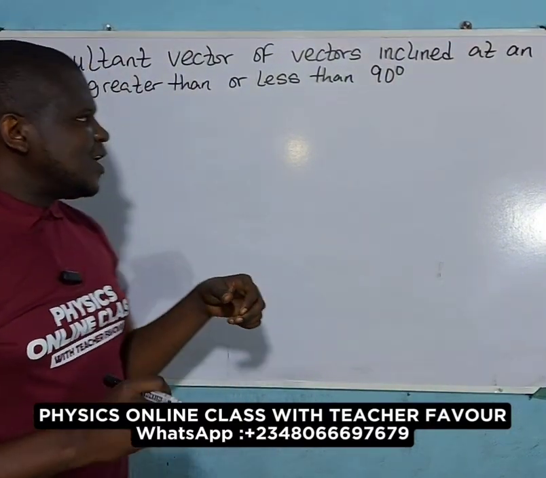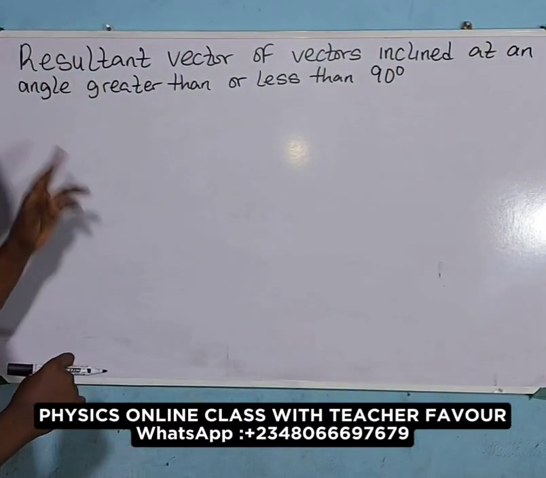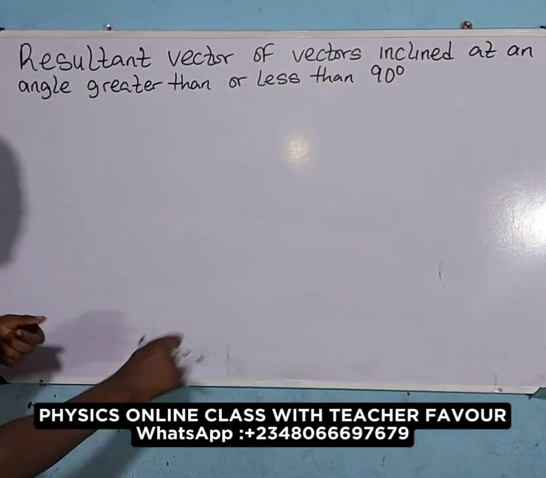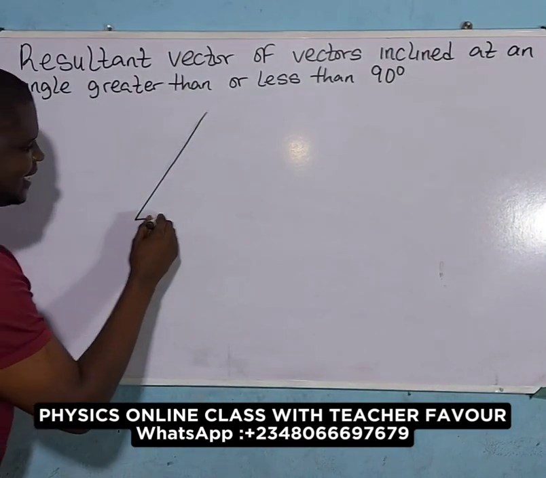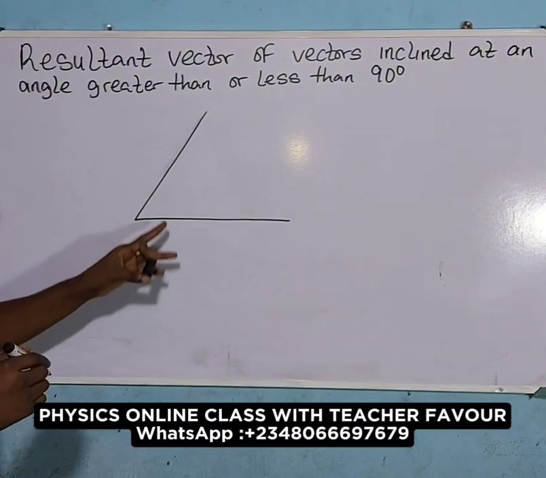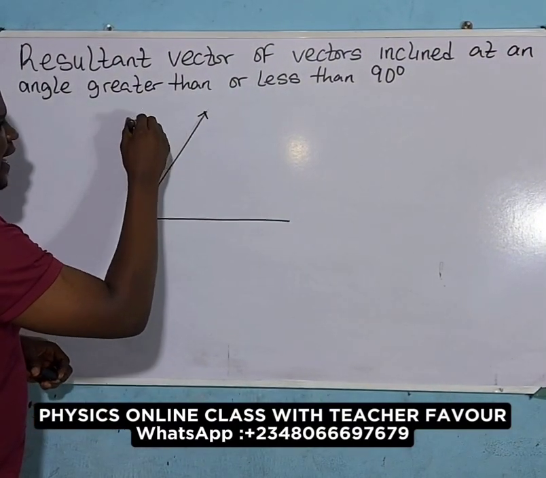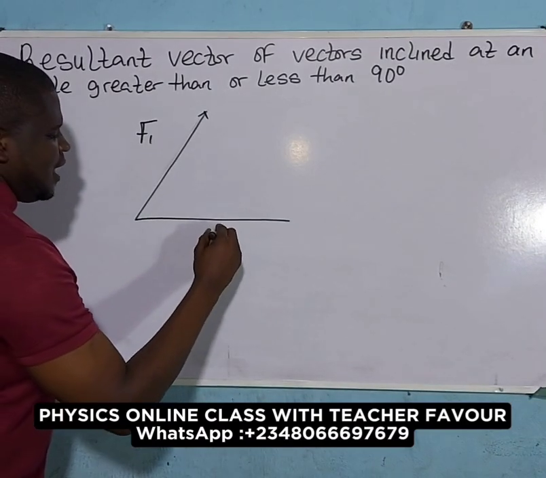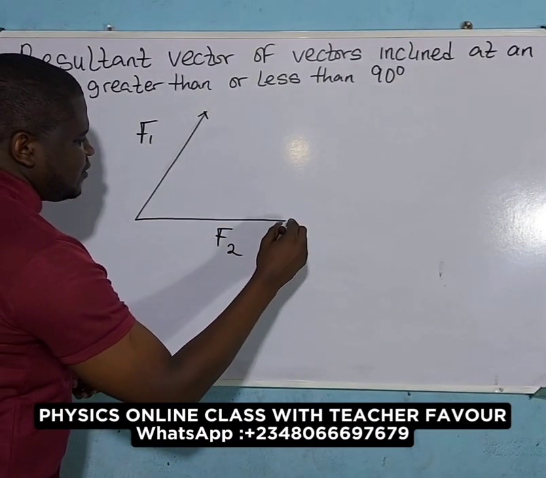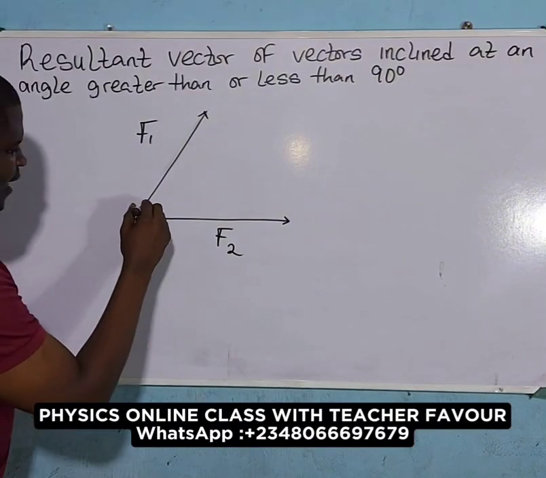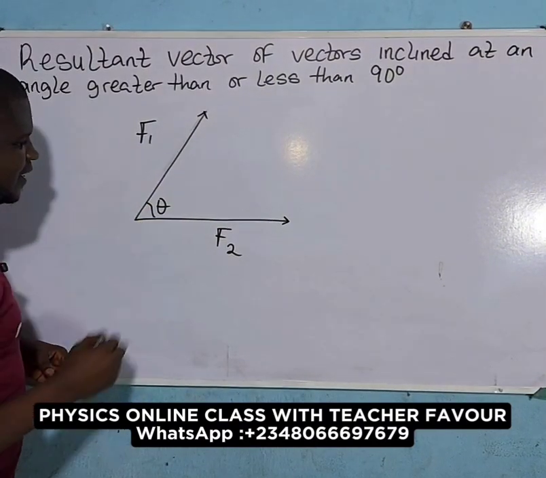In today's class, I'll be looking at vectors inclined at an angle greater than or less than 90. If you have a drawing like this, of course, looking at this, it is less than 90 degrees. And we'll call here F1 and here F2. To find the resultant vector here, remember here is the angle of inclination.